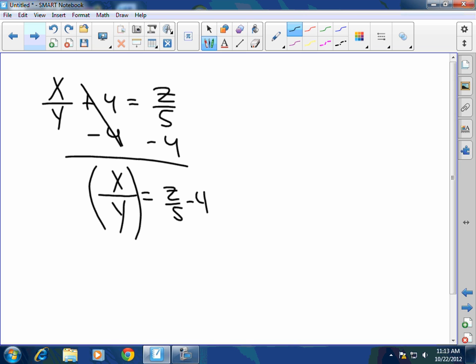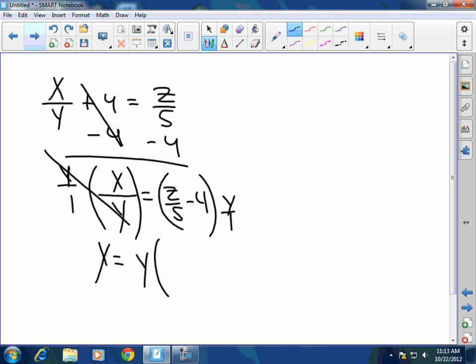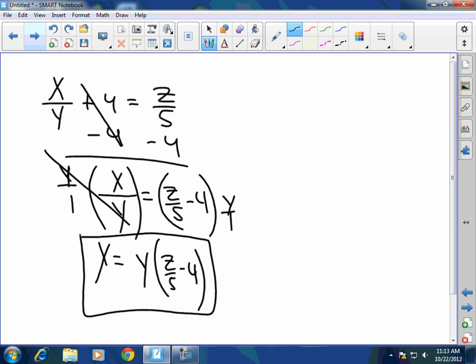You multiply y over 1 to both sides. Look at where I'm putting the parentheses. Not around the y, but around what I'm multiplying it to. These y's cancel. x equals y on the outside times z over 5 minus 4. That's as far as you have to go.